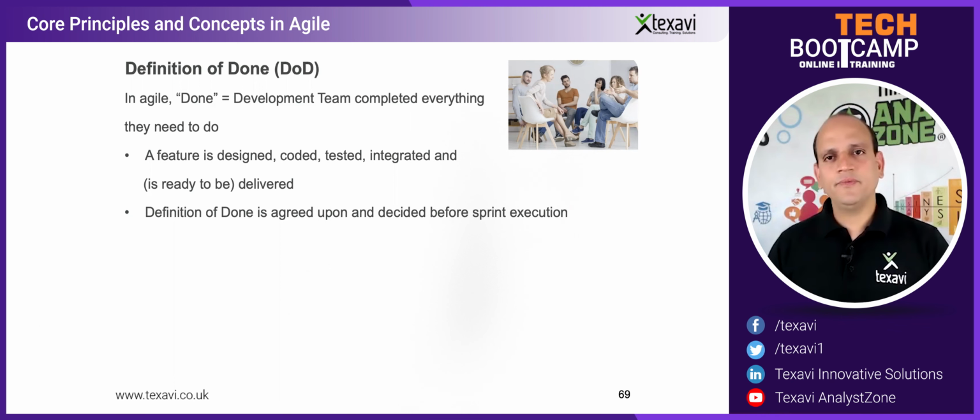This is done. So the definition of done is these 3 things must be done. When you say done, it should be developed, it should be done in coding, and it should be tested.